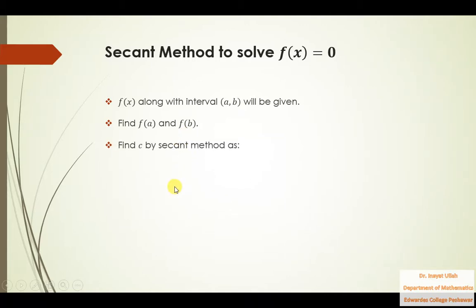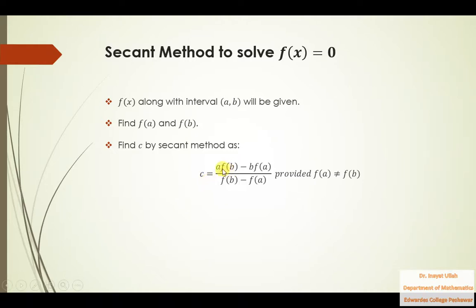Now the third step is we need to find c. In bisection method we find c by the midpoint formula a plus b by 2, but in secant method we will obtain c by the secant formula, and this is the formula for c. C will be obtained by a into f of b minus b into f of a divided by f of b minus f of a. This is the value of c.